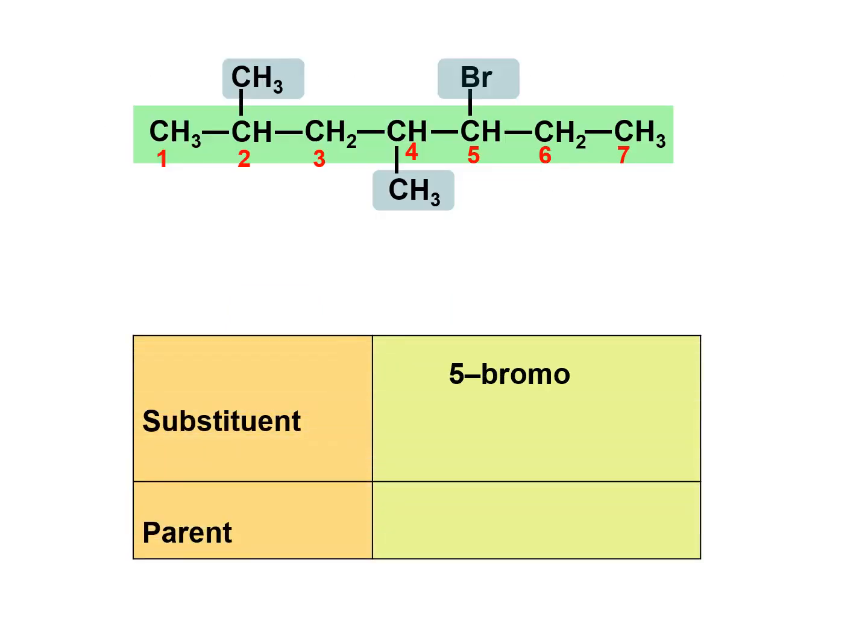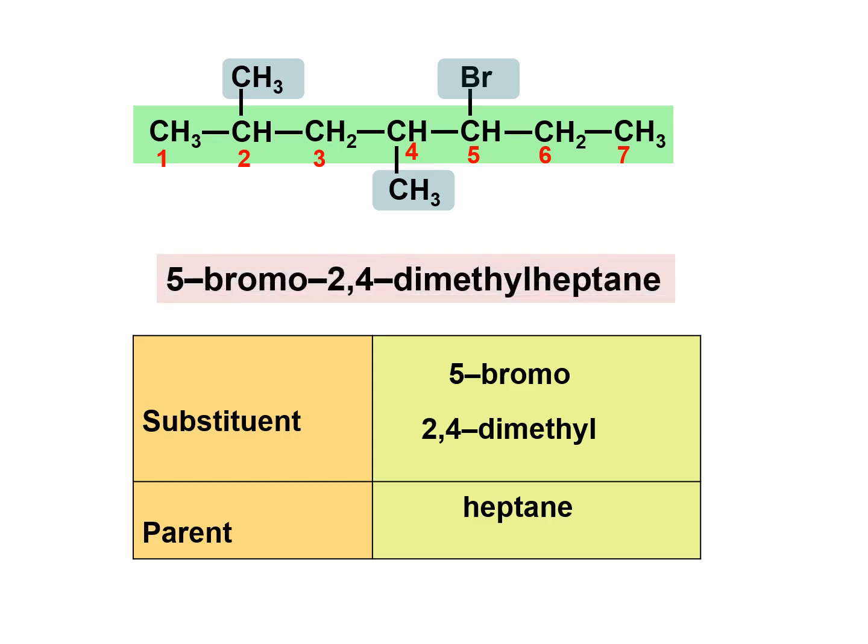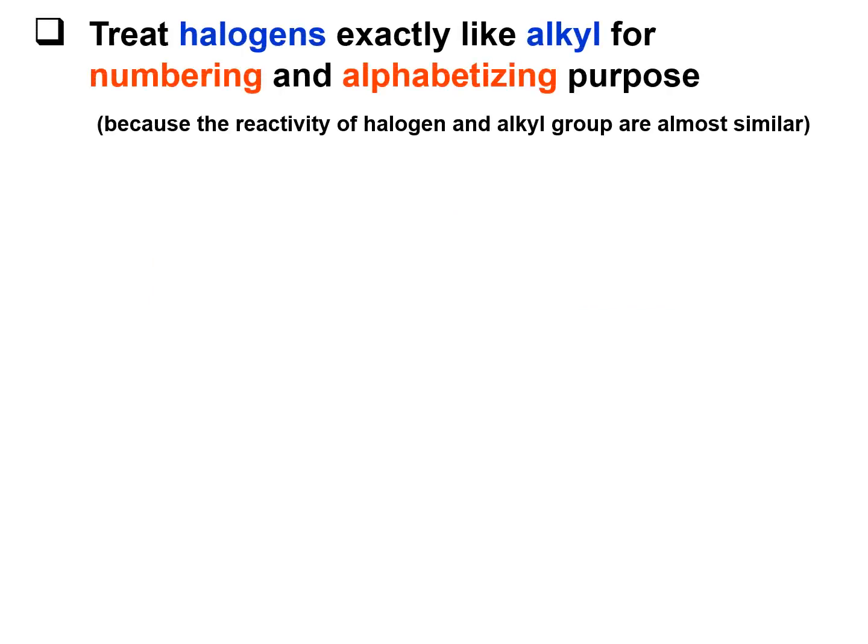So the substituents are 5-bromo, 2,4-dimethyl, and the parent's name is heptane. For IUPAC nomenclature, the substituents are arranged in alphabetical order. So the name for this structure is 5-bromo-2,4-dimethylheptane. Halogen is treated exactly like alkyl for numbering and alphabetical order because the reactivity of halogens and alkyl groups are almost similar.